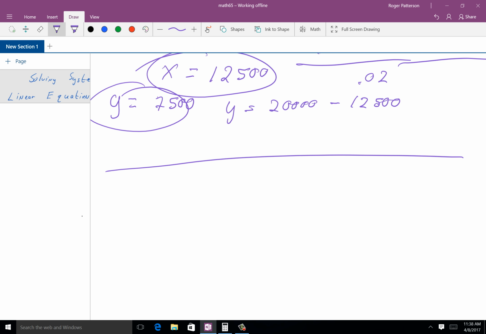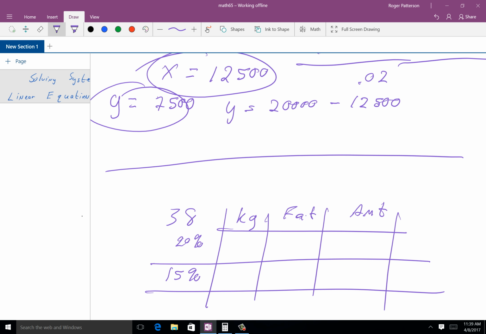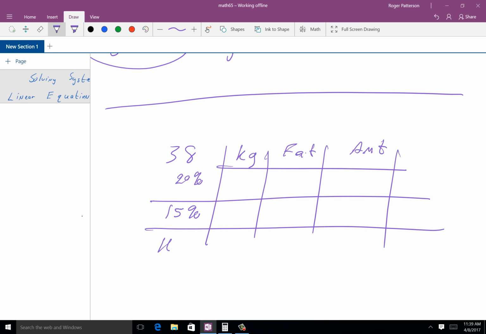38. Which one did you say? 38. Okay, so here I got kgs for kilograms. I got some fat. And I got amount. I'm just going to call it amount. So like this, like this, like this, like this. Like this. So let's see, I got 20%. I have 15%. 16%.